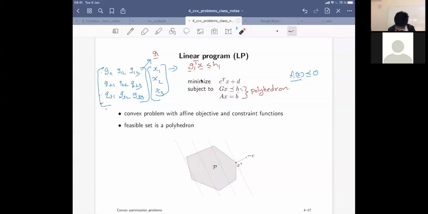So this is the polyhedron. In this case, I'm not taking any equality constraint. Now the solver will search in this region. Let's take the level curves of our objective function like this. It will decrease in this direction.